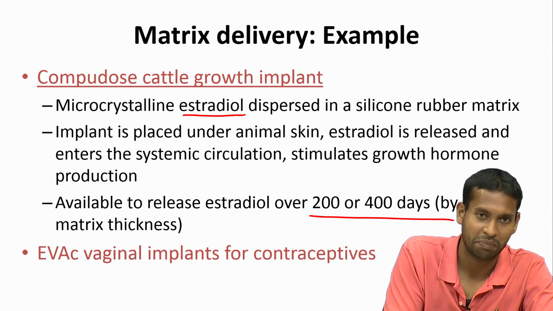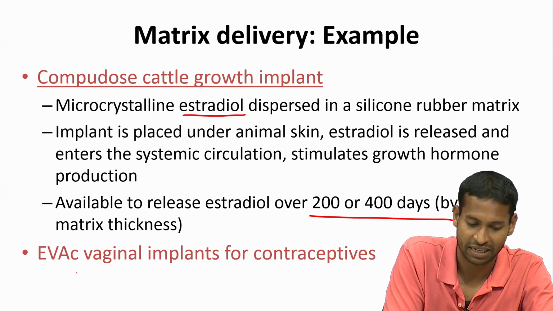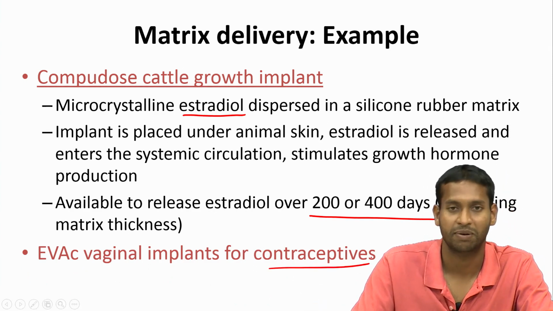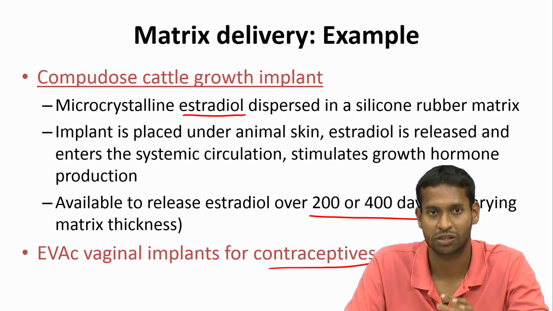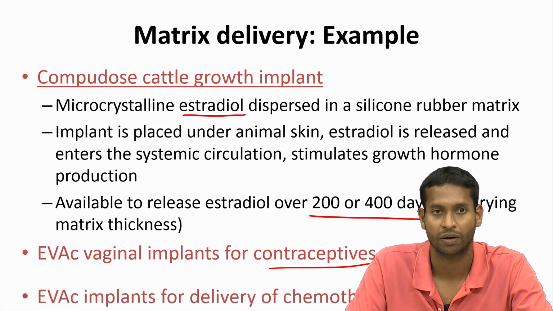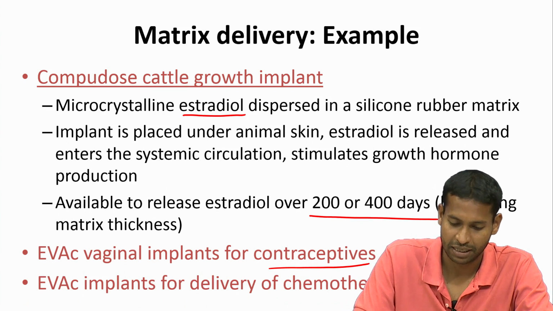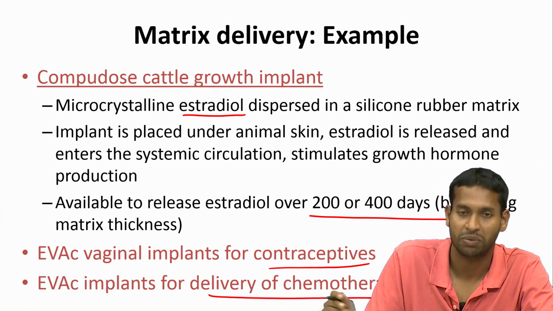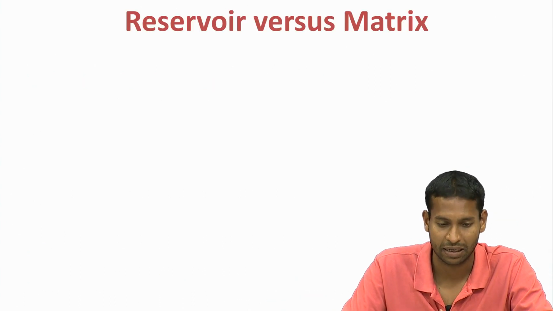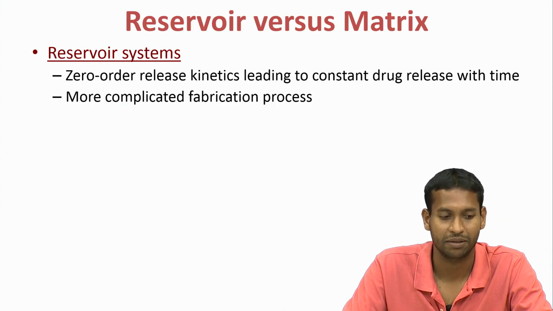The EVAC vaginal implants are also used mostly for animals. These are contraceptive implants, in this case non-degradable, and the drug has to just diffuse out through them. And then there are also EVAC implants that are used for chemotherapy of the brain, and I will give you more examples on that later.